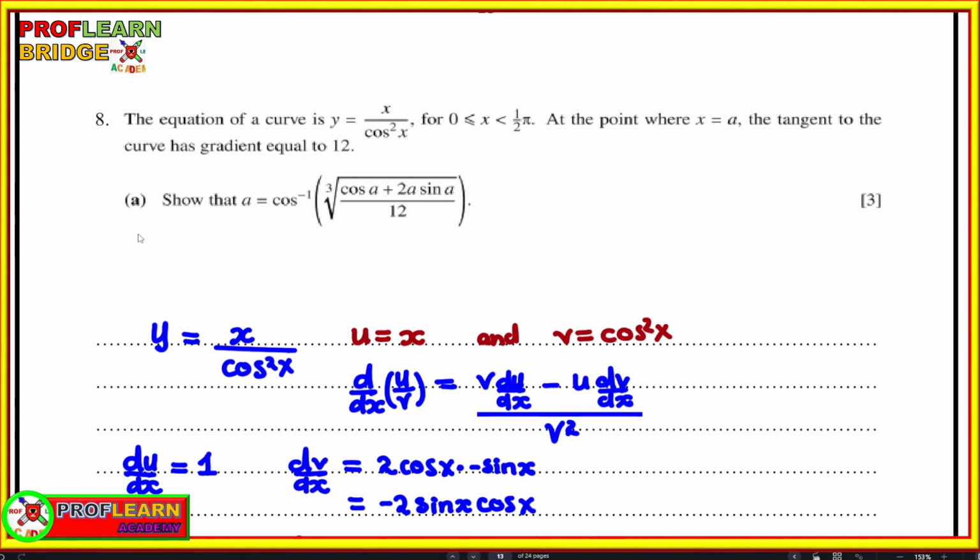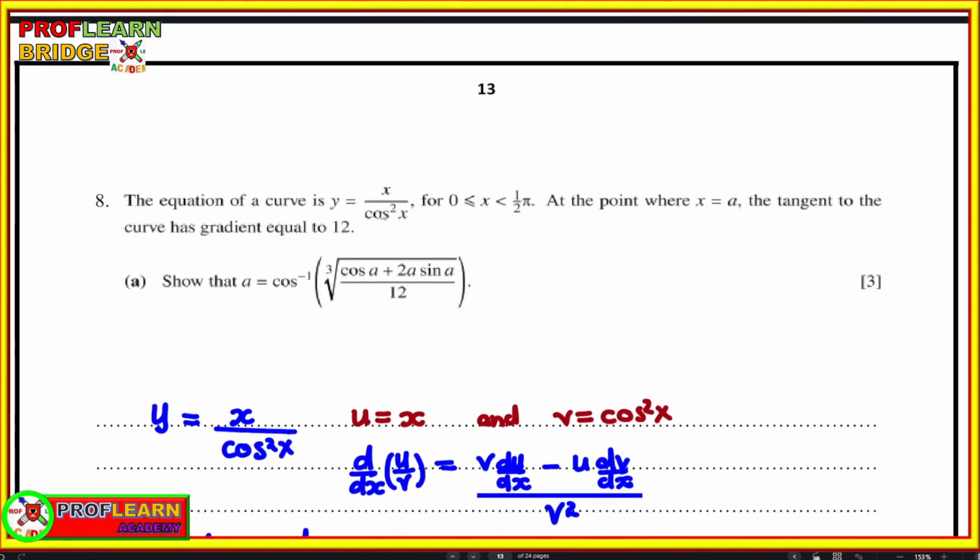So in order to approach this question, we are going to differentiate this equation that we have here, y equals x over cos squared x. We're going to differentiate this and then equate it to 12. And then we're going to make a the subject of the formula.